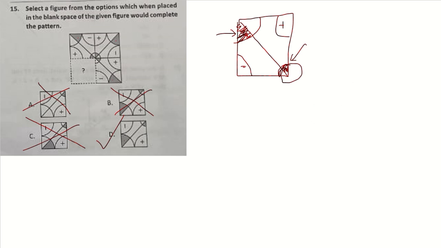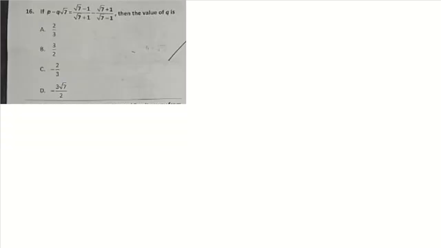Now, this was the logical reasoning section of 15 questions done. Now we are entering the everyday mathematics section. If p minus q root 7 is equal to root 7 minus 1 upon root 7 plus 1 minus root 7 plus 1 upon root 7 minus 1, then the value of q is what?